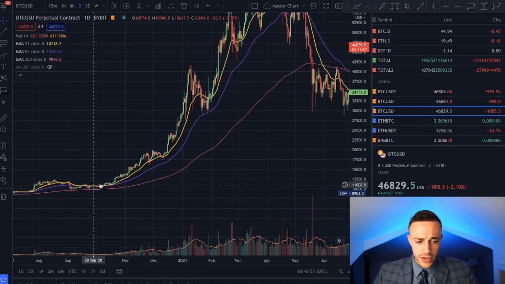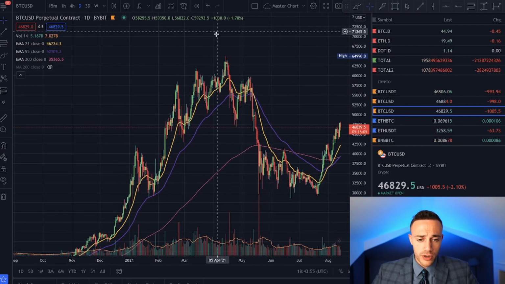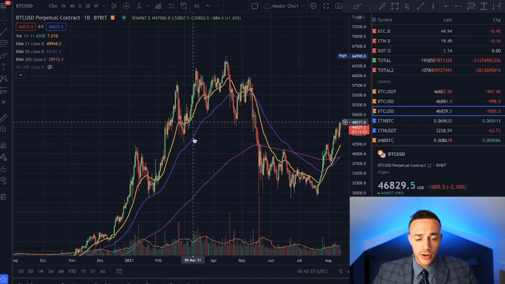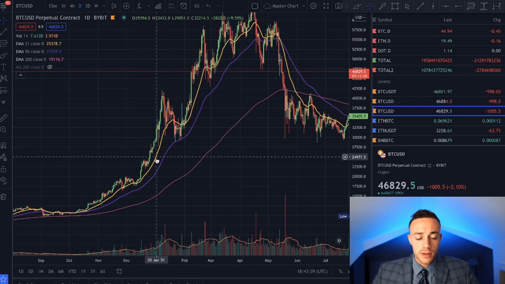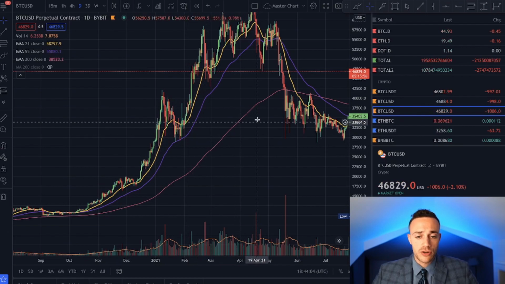So we can see over here from October and up until April, May, when the market crashed, we had the gold first, we had purple in the middle, and we had red down below. This signals a very strong uptrend.